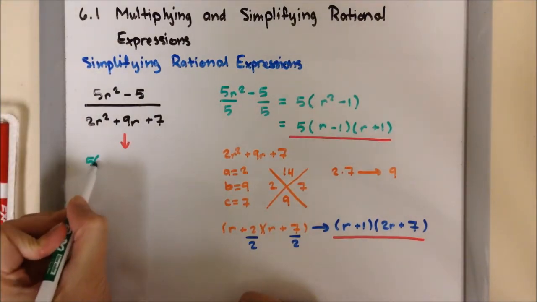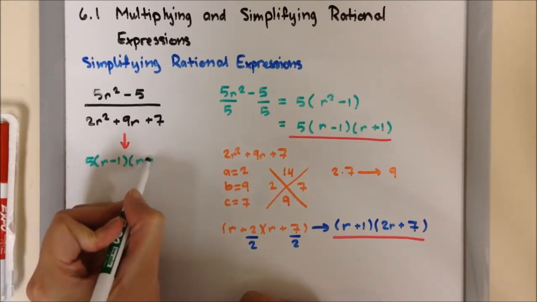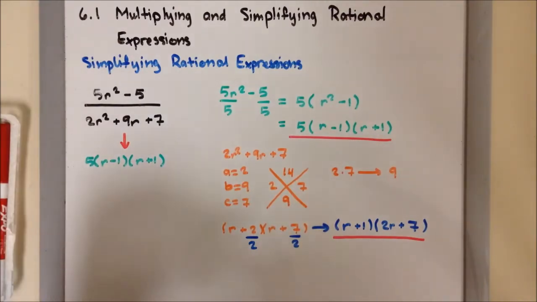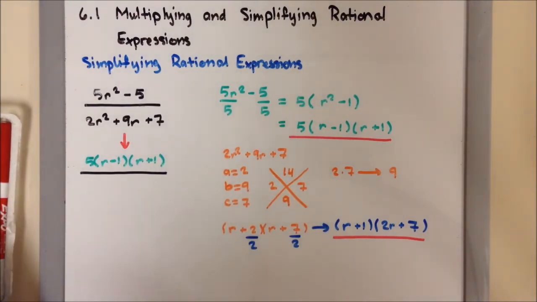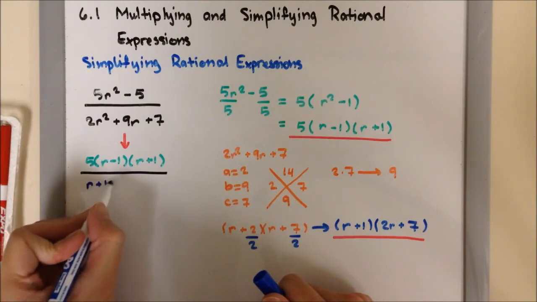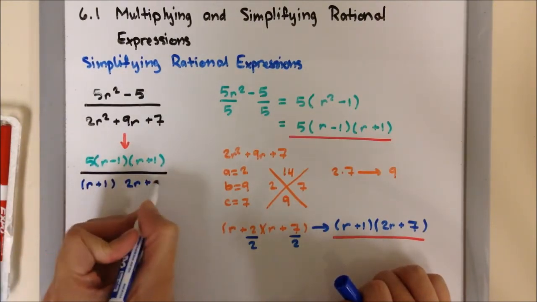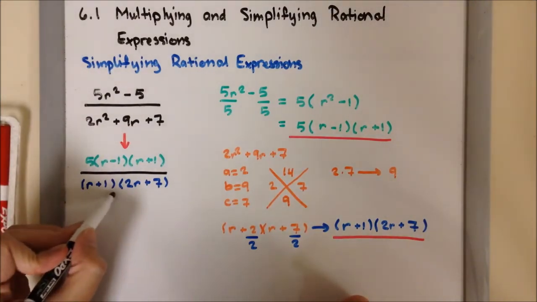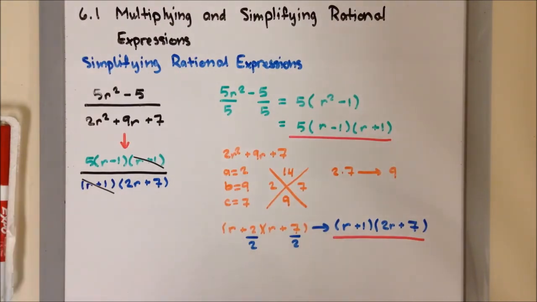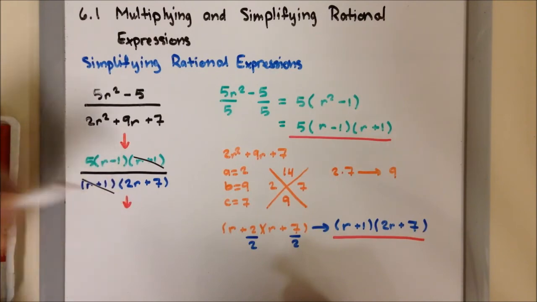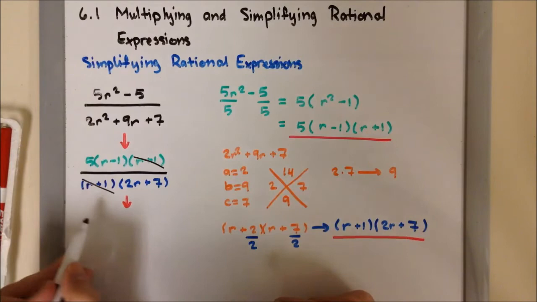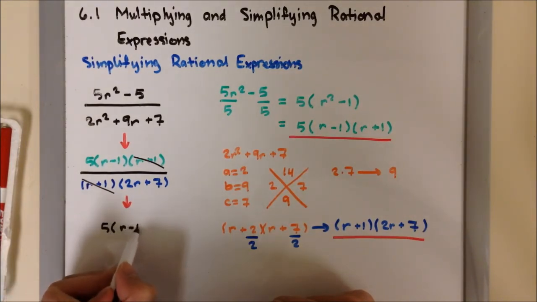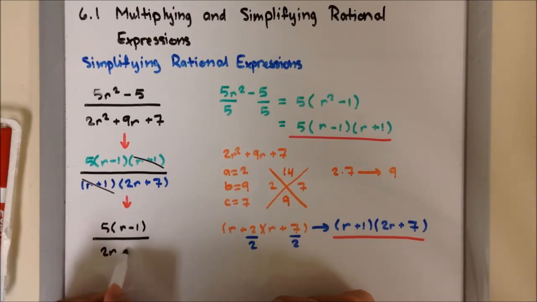So, 5 times r minus 1, and then r plus 1, over r plus 1, and then 2r plus 7. Alright, now you're going to look for common factors that you can divide from the numerator and from the denominator. So basically, what can you divide from the top and from the bottom? In this case, the r plus 1. So I'm going to cross them out, basically dividing them into 1. So when I divide into 1, what I'm going to have left is 5 times r minus 1 over 2r plus 7.